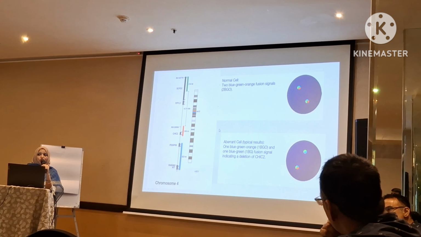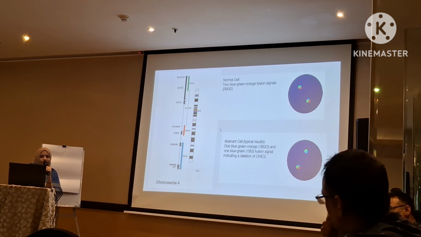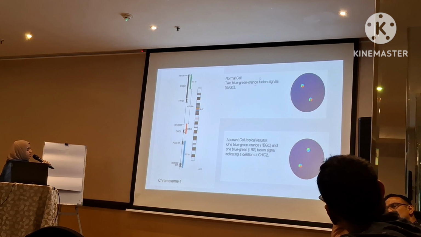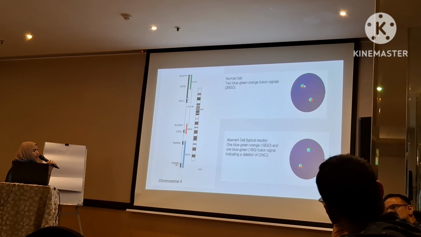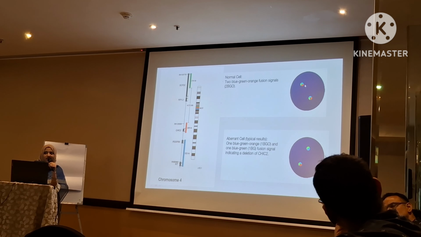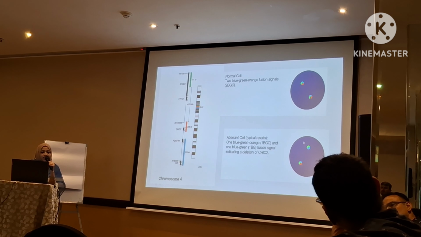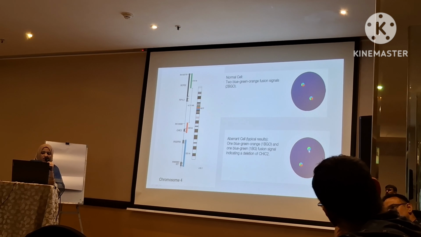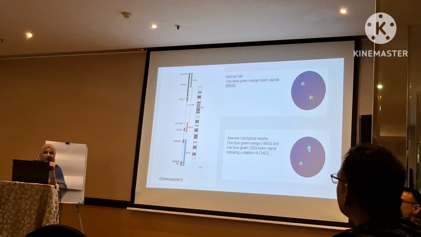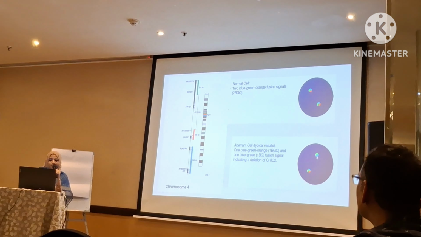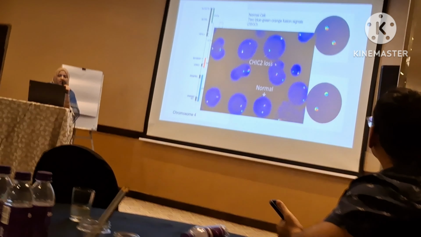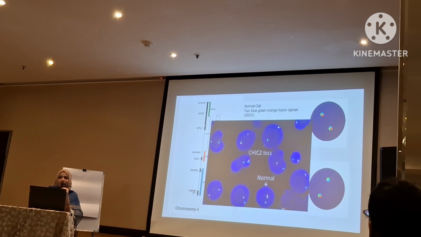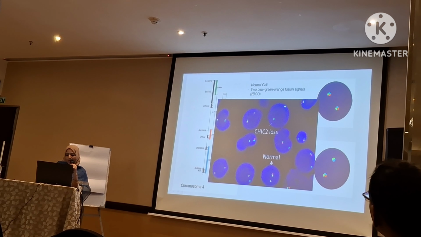Normally you know that each gene has two copies. So normal cells should have 2 blue, 2 green and 2 orange signals. As they are in close proximity, you can see it's a fused signal. But whenever there is loss of CHIC2 leading to fusion formation, loss of the orange signal is expected. That is what's shown here. There is only CHIC2 loss, so there is no orange signal. In the normal cell, you see 3 colors fused together.